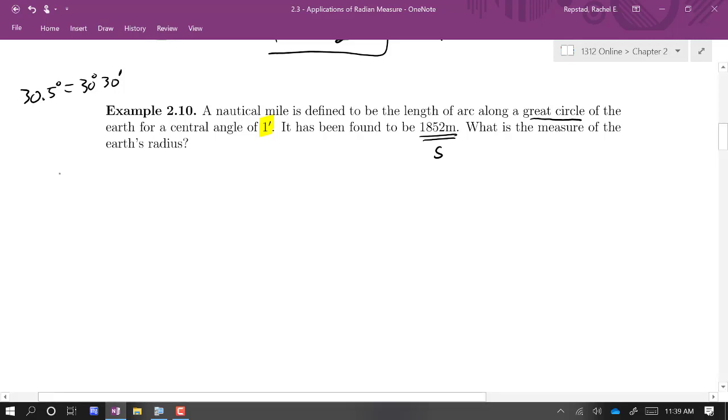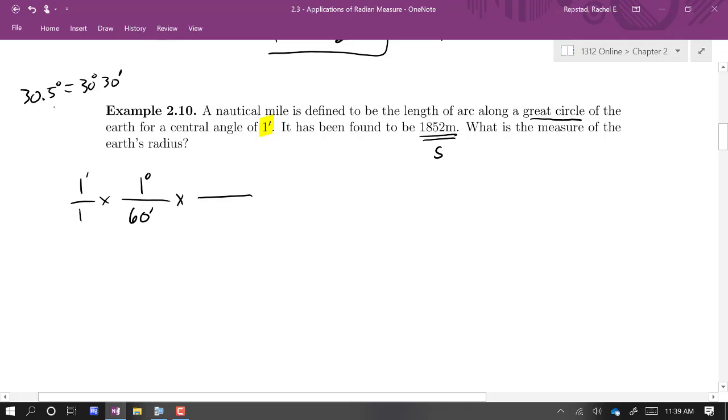Okay, so the first thing we need to do, we want to find the value of r. We want the Earth's radius. We have the arc length. We need the angle in radians. Right now we know that it is 1 minute. So I'm going to take this 1 minute and convert it to radians. There are 60 minutes to 1 degree. If I stopped here, I'd get degrees, but I don't want to stop here. I want to get to radians.